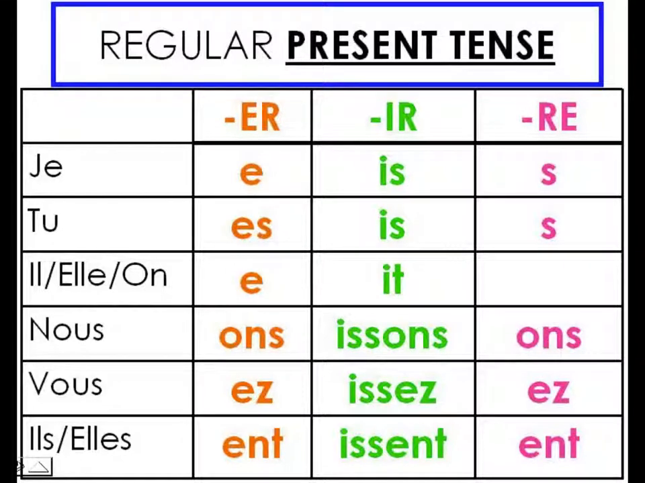You can see the orange column should look very familiar. So ER verbs: step 1 is we remove the ER, and those are the endings that we add. So remember that sentence, elephants especially enjoy onshore breezes in Kent.